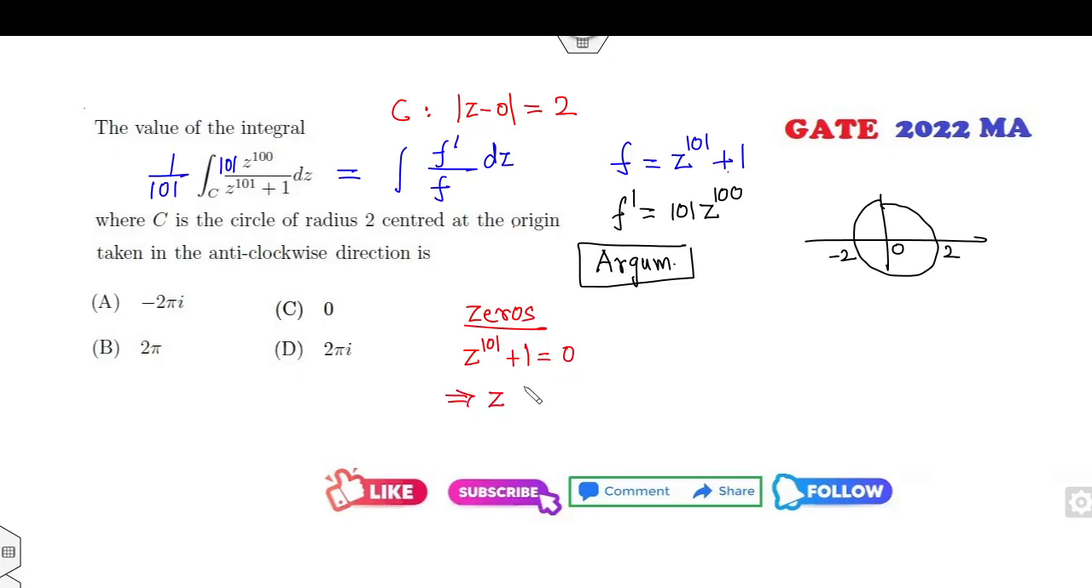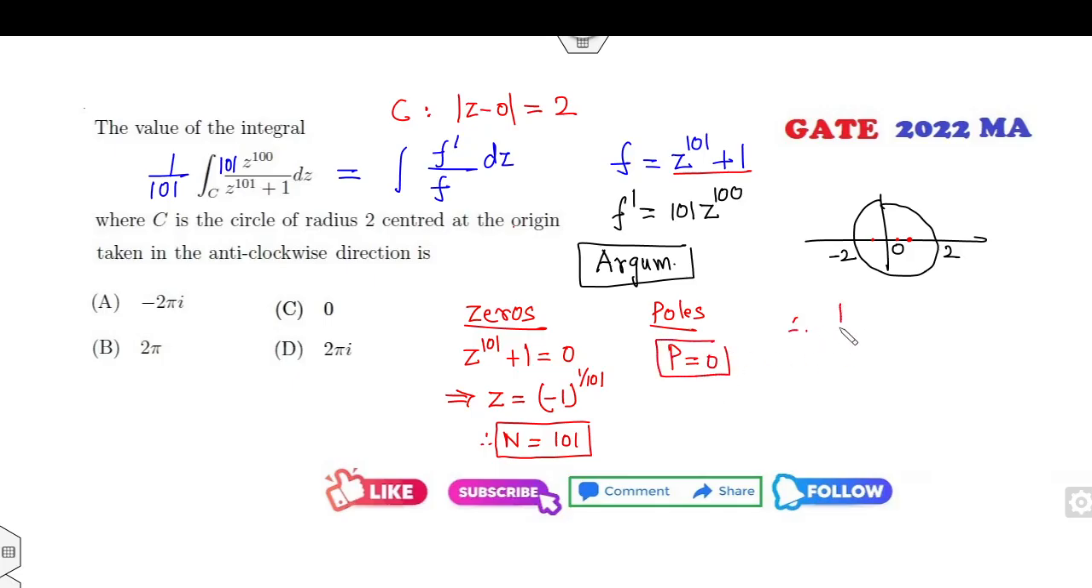That means the roots are my minus 1. Fine. So all are simple roots. So the number of zeros is 101. All the values lie inside the circle. Can you find the number of poles? Clearly, there is no denominator, so the pole is 0.